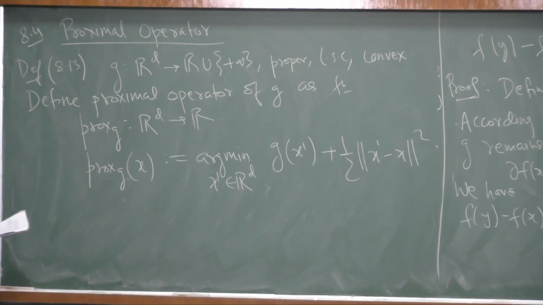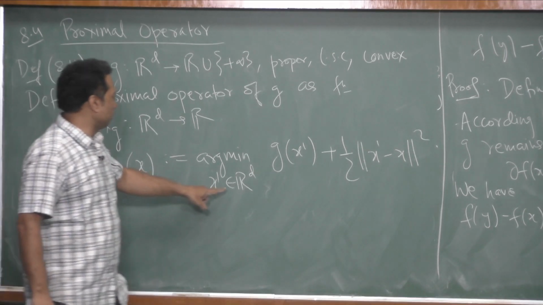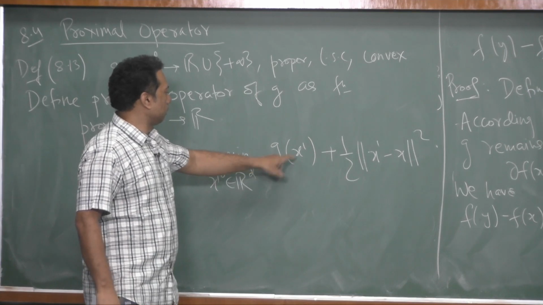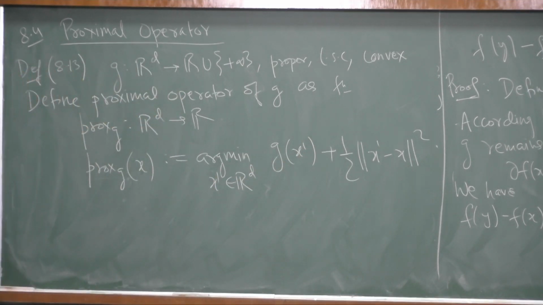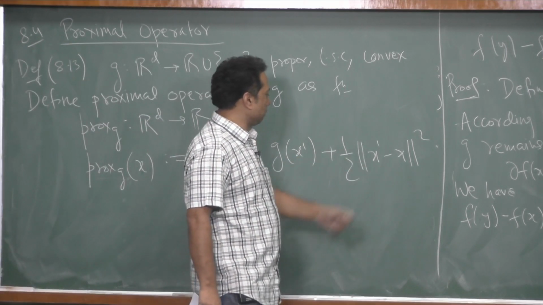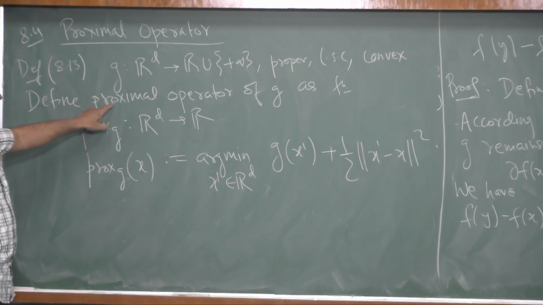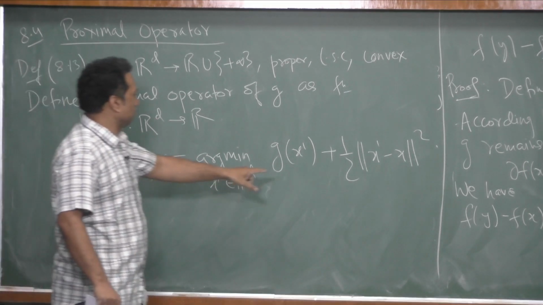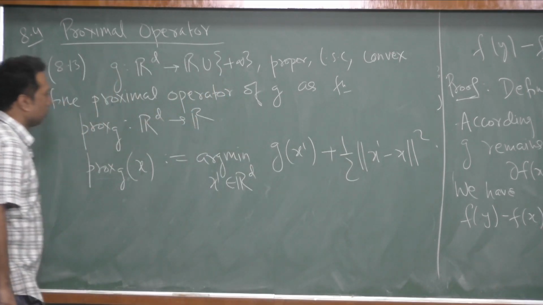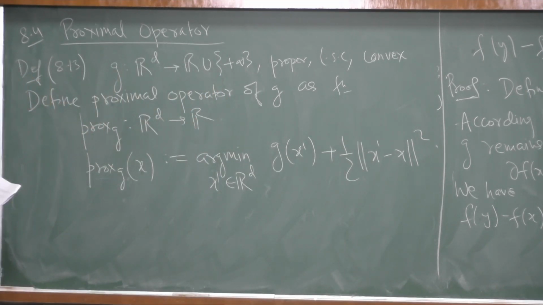At a point x, it's the argmin over x prime in R^d. So basically you solve an optimization problem. We will see a lot of use of this operator. For the moment it looks strange: what is the use of this, why did we add this term here? That also suggests the name proximal. We are looking at something closer to x. We will see a consequence of this.